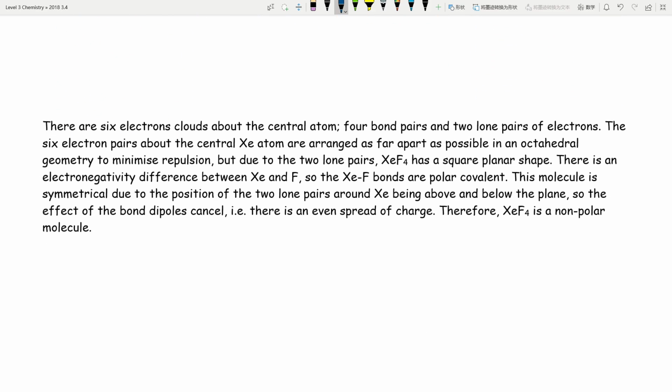So let's just highlight some of these here. I think it's pretty much everything I talked about. Let's say 6 regions, 4 bonding, 2 non-bonding. They arrange as far as possible, minimize repulsion, to give you the octahedral arrangement. That's not the final shape. Because of lone pairs, you can't see them. It's a square planar shape. And due to the significant electronegativity difference between the atoms, you have polar covalent bonds and you have bond dipoles. Okay, so you create bond dipoles, and because the shape is symmetrical, you have got a non-polar molecule. Every single year, guys. Just study it.